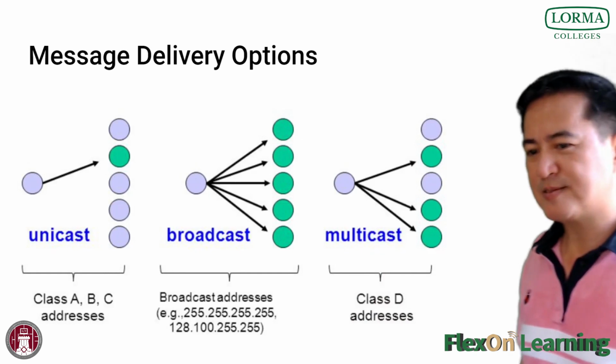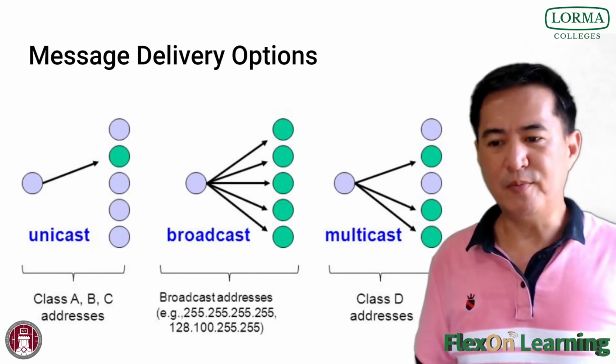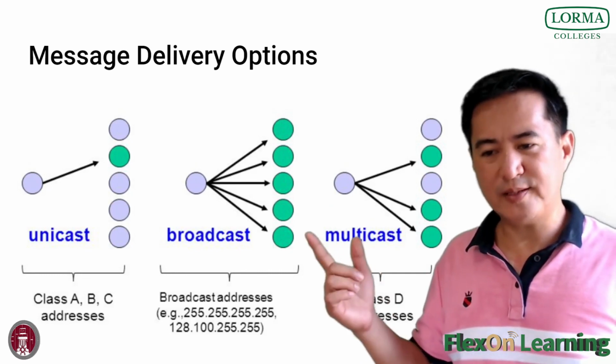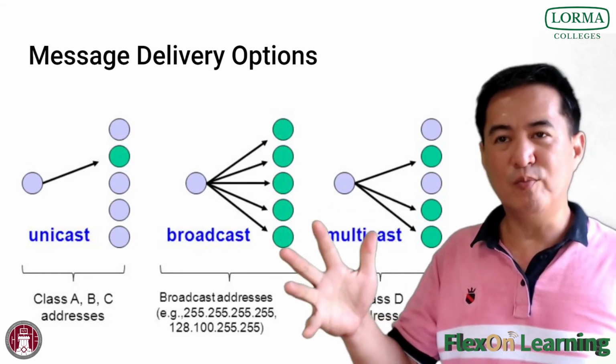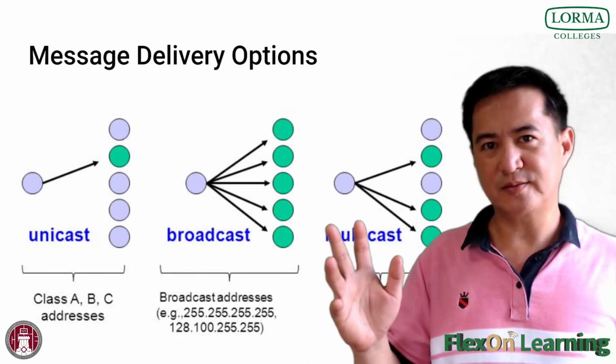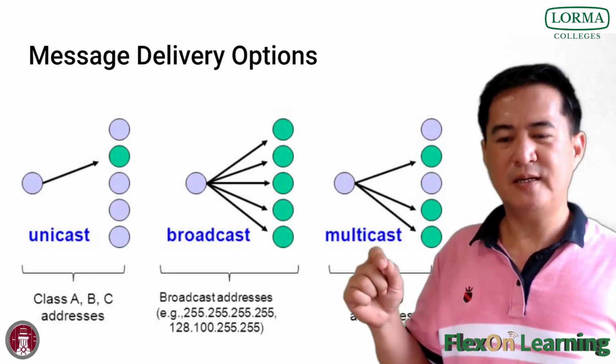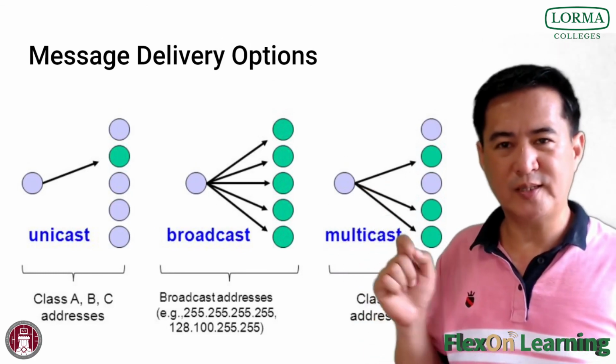And last is multicast. In a multicast communication, you have one sender and it could send to multiple specific destinations. So it has to be specific. It's not any of them, but specific, and more than one.